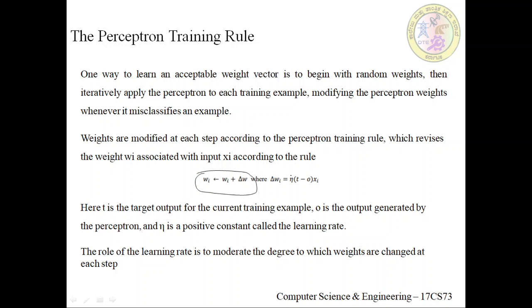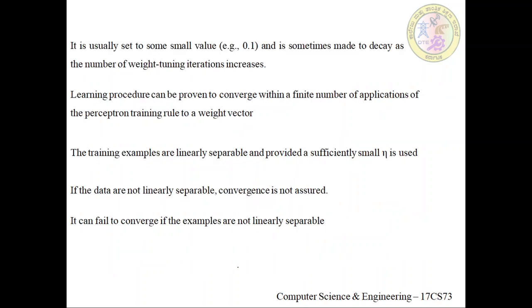The role of the learning rate is to moderate the degree to which the weights are changed at each step. Usually its value is between 0 and 1, and commonly we use 0.1. Sometimes it is made to decay as the number of weight-tuning iterations increases.